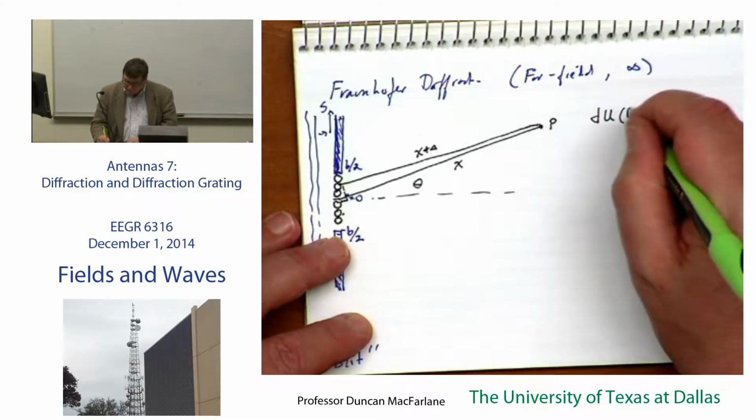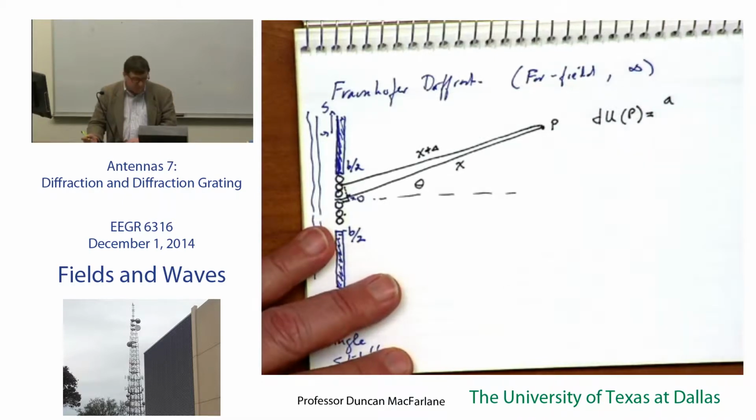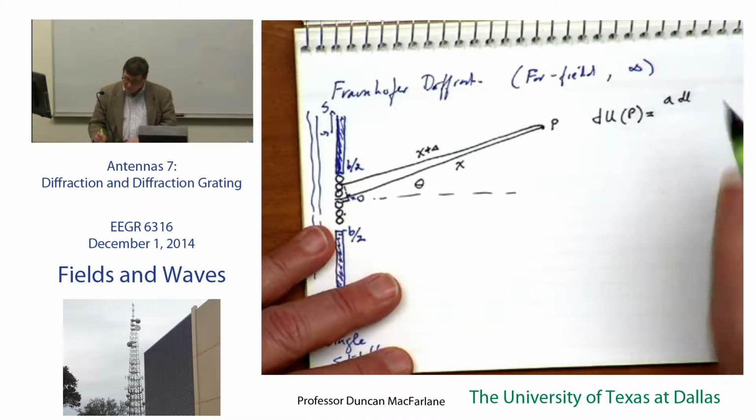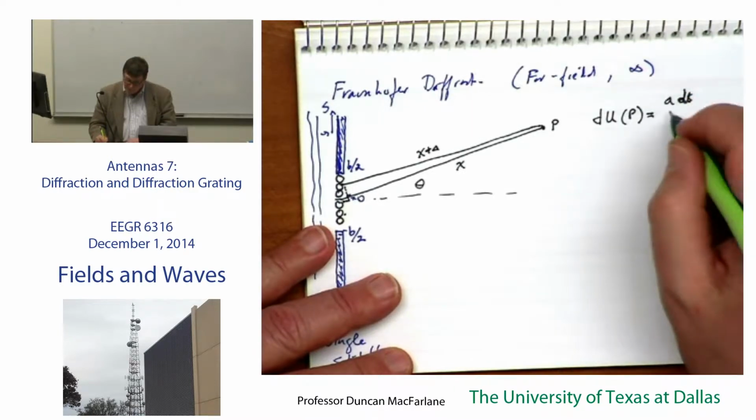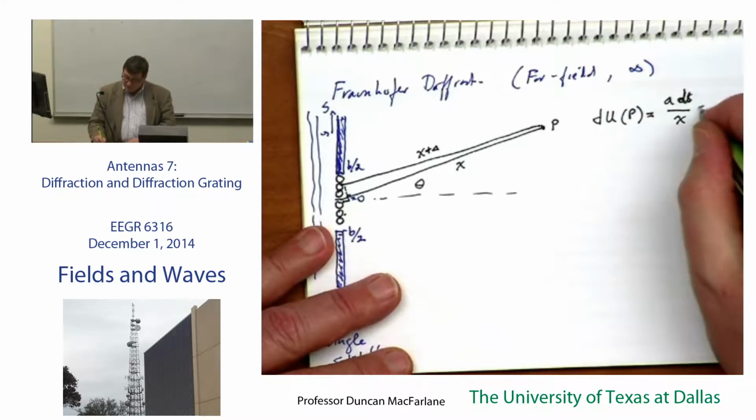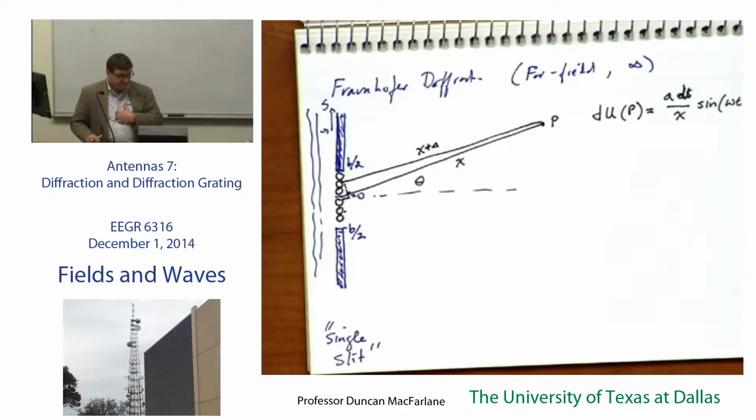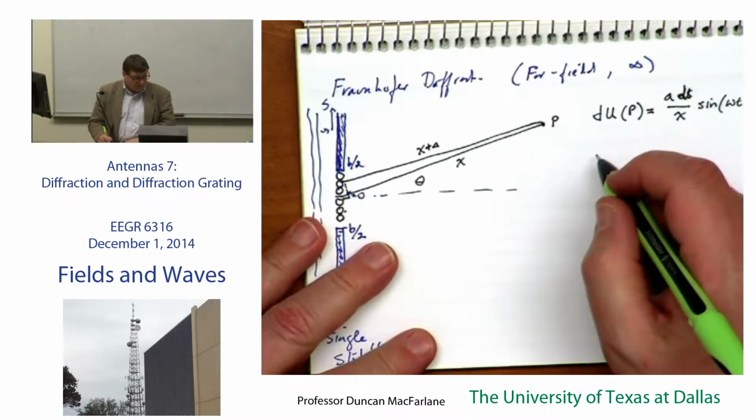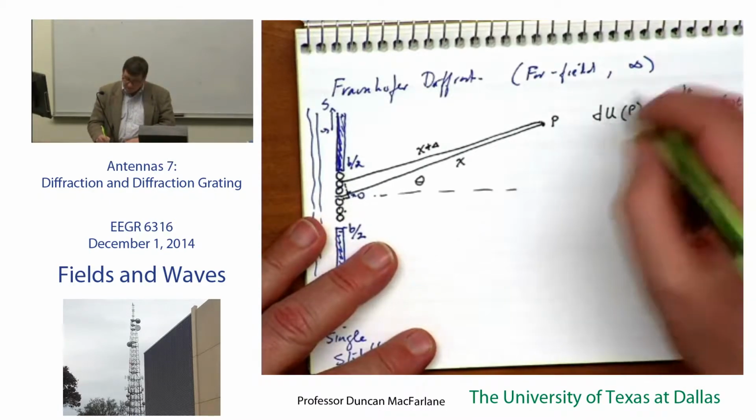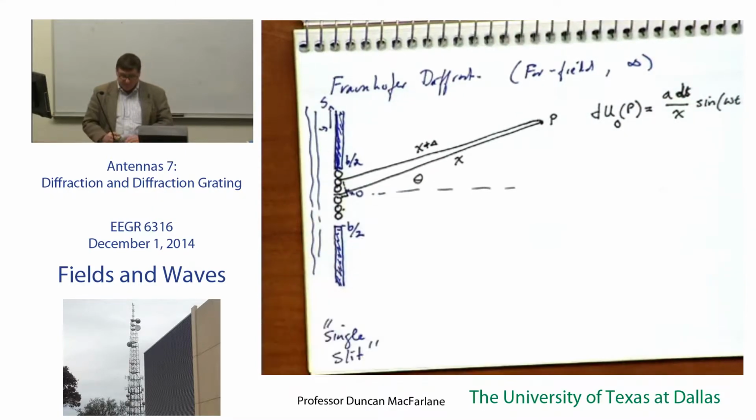The differential disturbance, du of P, will be some amplitude multiplied by some ds over x, and then the sine of omega t minus kx. And that will be the disturbance from the center of the aperture.